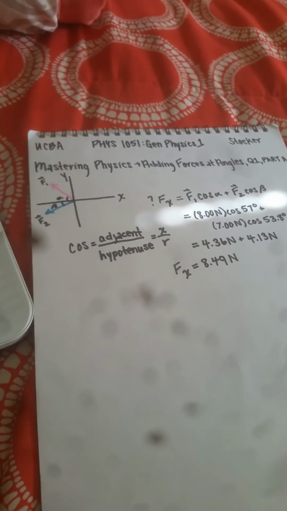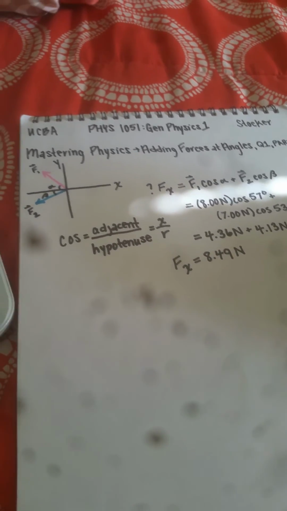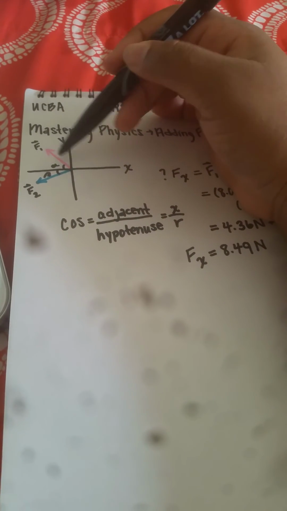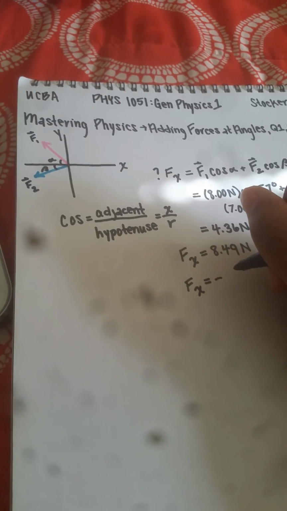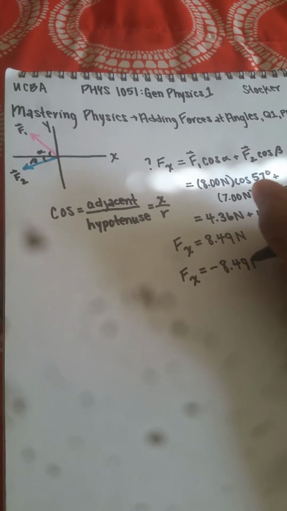Although this is part of your answer, you're not finished yet. The reason why is because you need to determine the sign of your answer. Since both of your forces lie in the negative x direction, your answer is actually Fx is equal to negative 8.49 newtons.